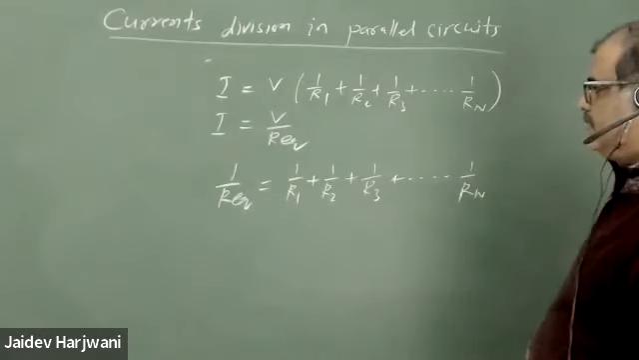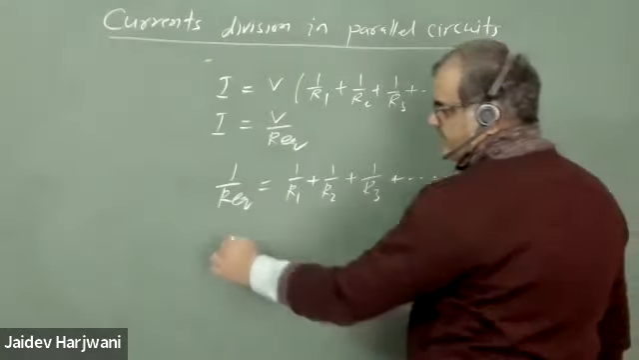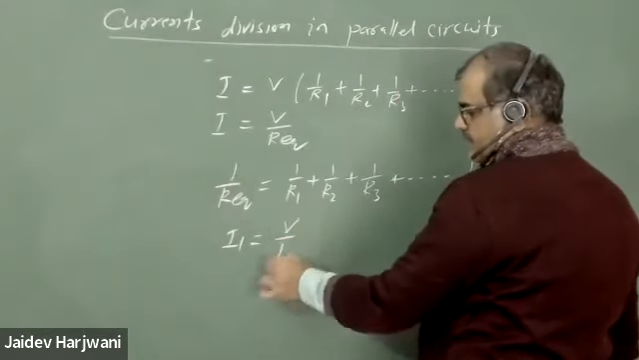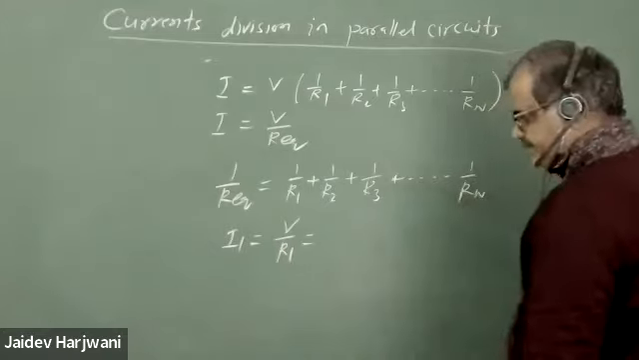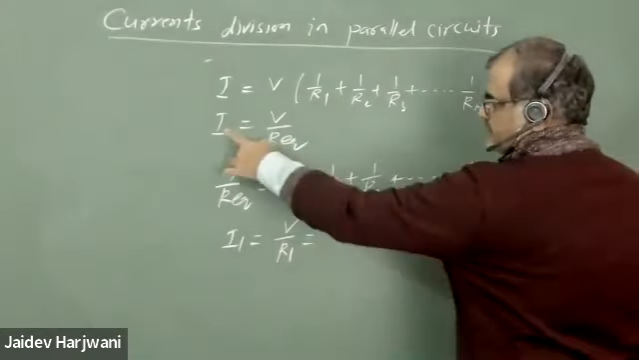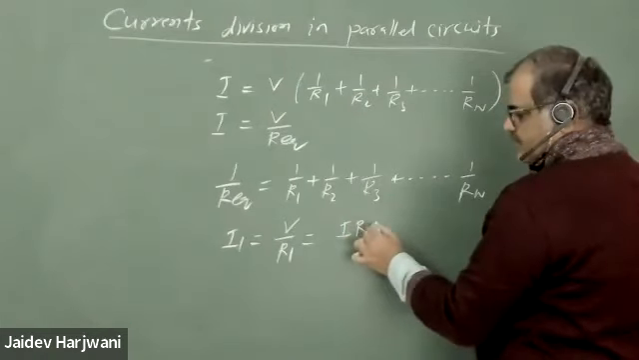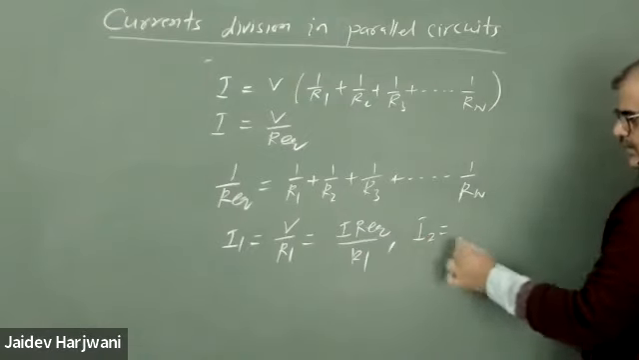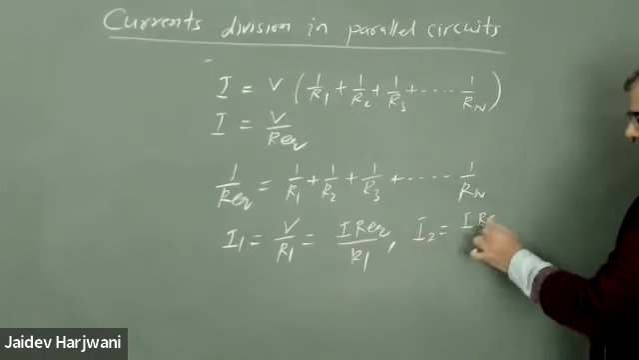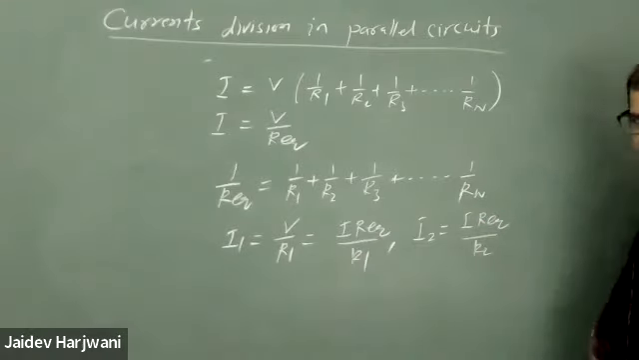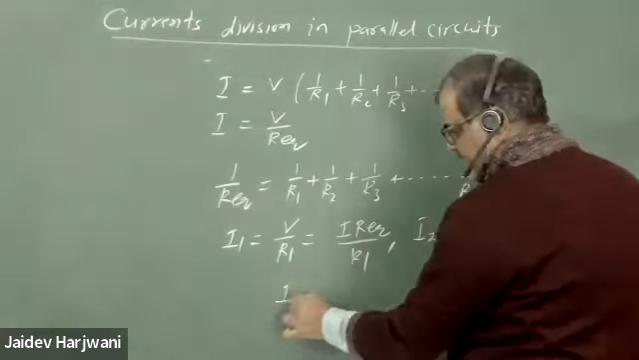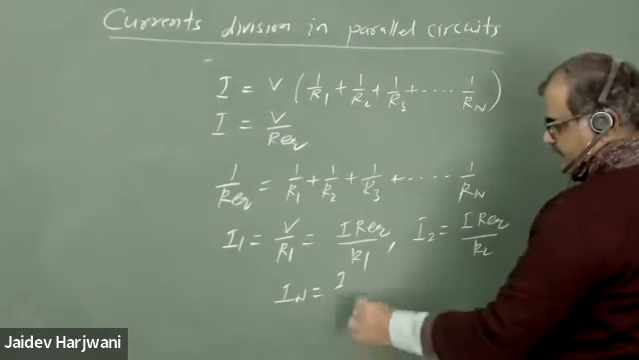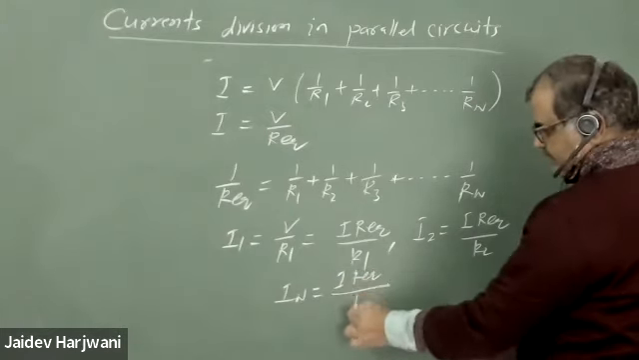Now suppose I want the current I1, the total current is I, so I1 will be your V upon R1. And what does V become? V equals I into R equivalent from this equation. Similarly, if you want I2, you can simply write I into R equivalent upon R2. And in general, if you want IN, you can write I into R equivalent of the circuit divided by Rn.